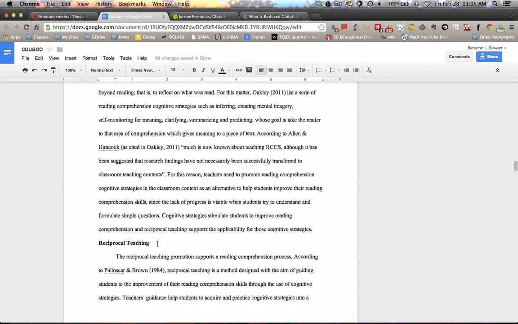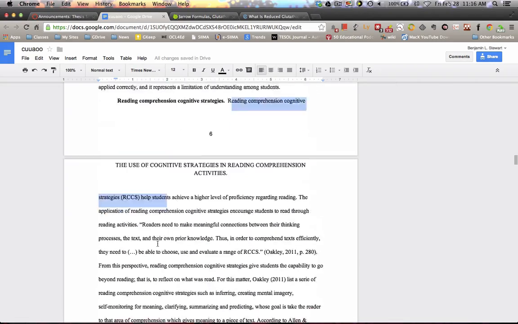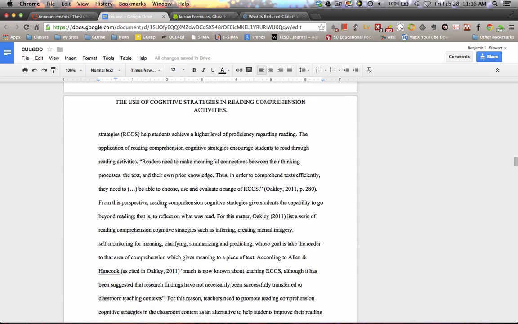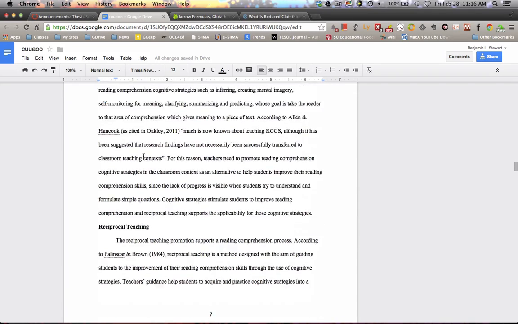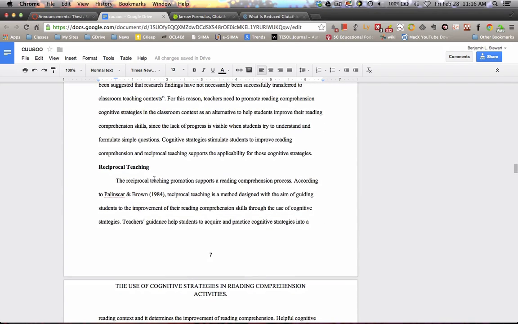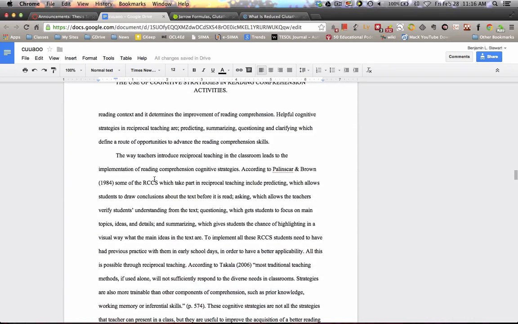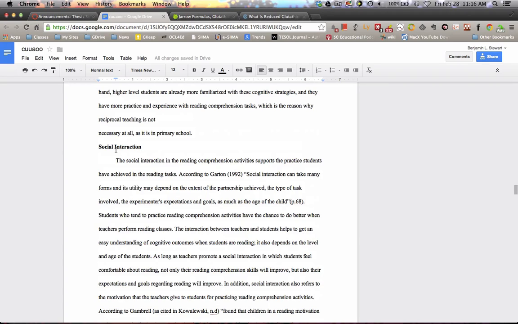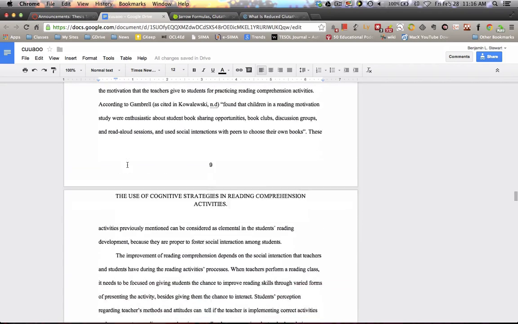So just think about your headings there. Maybe you have a different heading here and you have a couple of paragraphs under that heading, and then you have reciprocal teaching as a second level 3 heading, and you talk about different things maybe. Now social interactions, your third main subsection, right? Yes, it's the third main section. Okay.